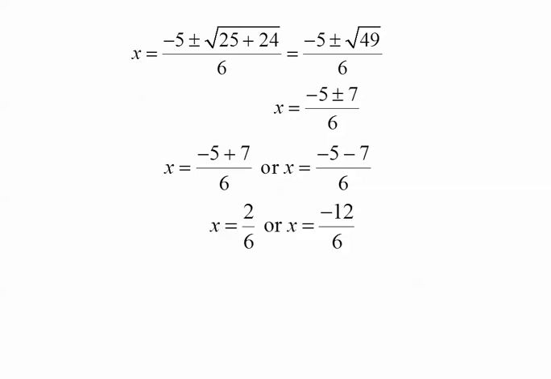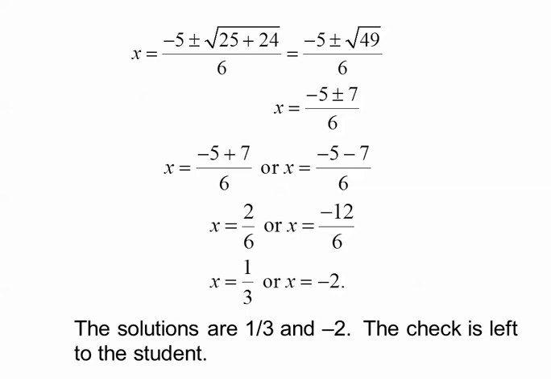You do both sides of it, and you end up with 2 over 6, or -12 over 6, which reduces to 1/3, or -2. And you check those by putting those into the original equation before you move that constant term to the other side. Always check these.